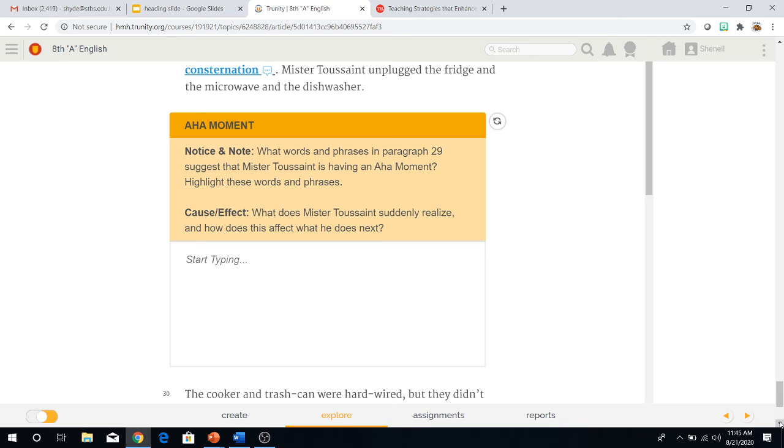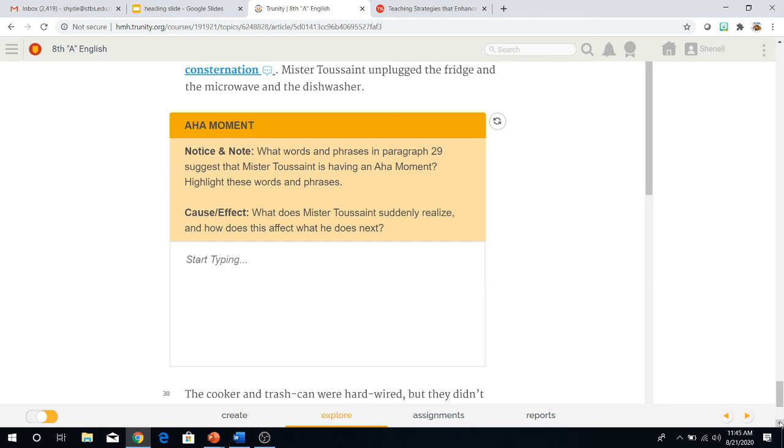Once you've completed your Notice and Note, you can use that information to now focus on cause and effect. Again, another topic we reviewed in class. Remember, what is cause and what is effect? The cause is the why and the effect is the what. And remember, cause and effect doesn't necessarily have to go in that order in a sentence. You can have the cause first and the effect after. You can have the effect first or the cause after. The order doesn't really matter. You just have to be able to recognize which is the why and which is the what.